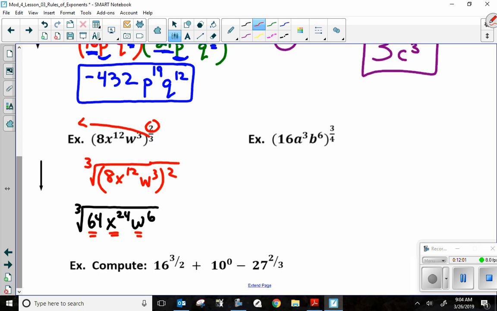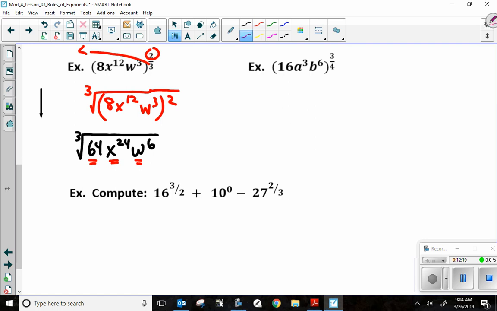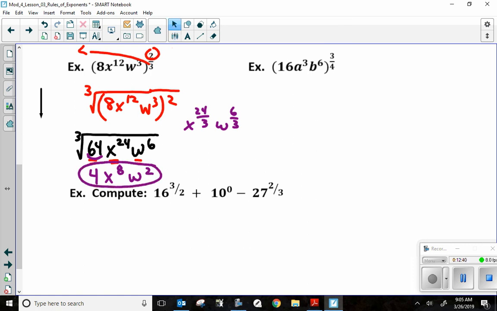I suppose I could have distributed that 2/3 as an exponent as well. But I'm trying to get this without any exponents or fractional exponents and, you know, the whole 9 yards. I'll show you that way next. That's probably an easier way. So what's the cubed root of 64? It's actually 4. The cubed root of x to the 24 means x to the 24 divided by 3, and that would be 8. And then w, it's 6 divided by 3, which is 2. That's my answer.